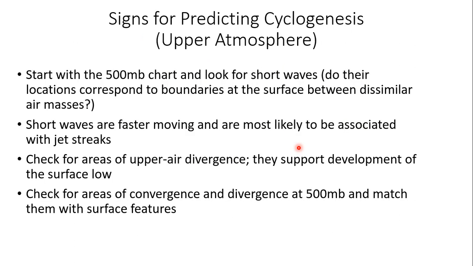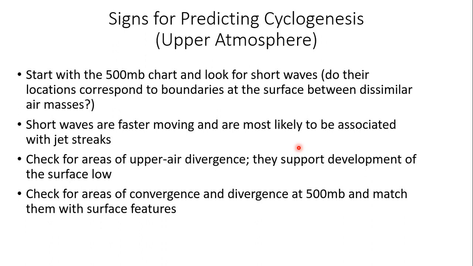Now in the upper atmosphere, to conclude today's training, I'm going to talk about how you predict cyclogenesis by looking at the upper atmosphere. If you look at that 500 millibar chart, 18,000 feet, you want to look for those short waves, and do their locations correspond to those frontal boundaries at the surface, between dissimilar air masses? Short waves are faster moving, and they're most likely going to be associated with those jet streaks at 300 millibars.